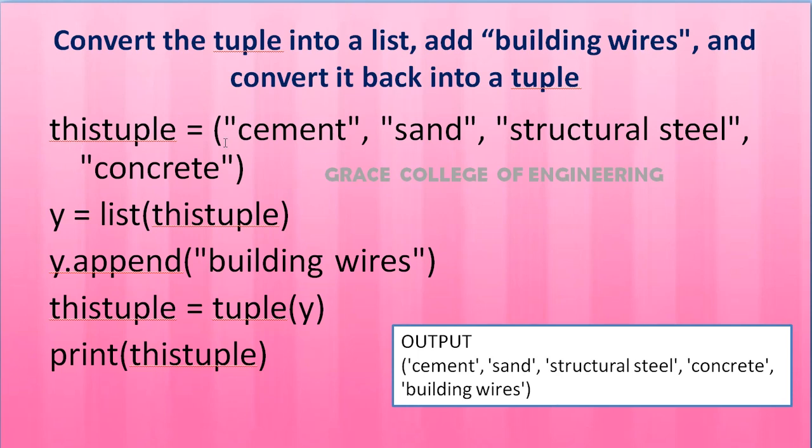Okay, so the tuple is created. y is equal to list of the tuple. This tuple is converted to a list. Now it is a list, so here in the list I am doing the append. Append means the element will be added in the last position. That is the concept of append. So append of building wires.